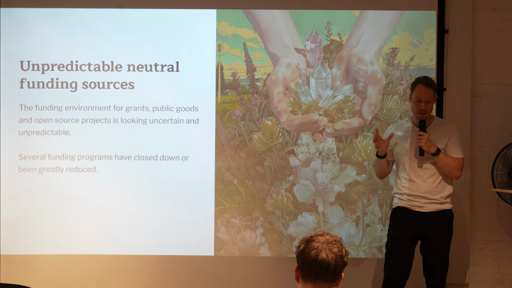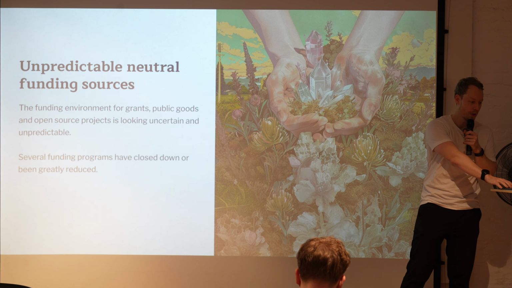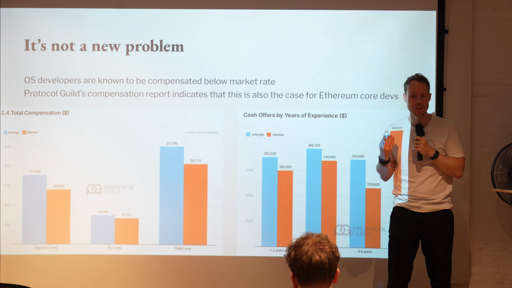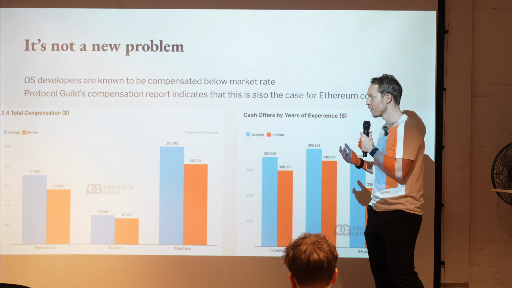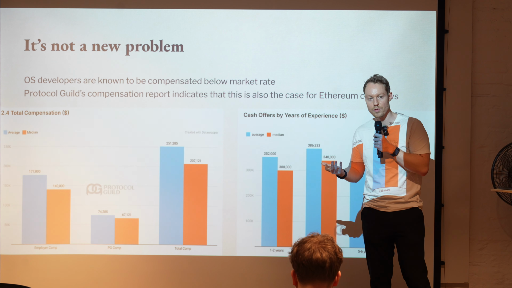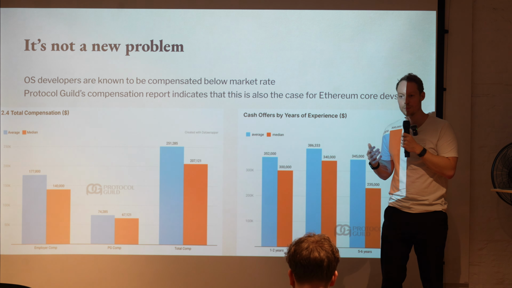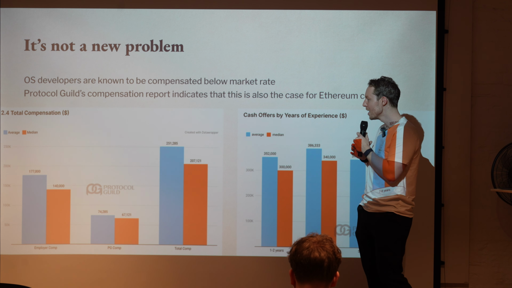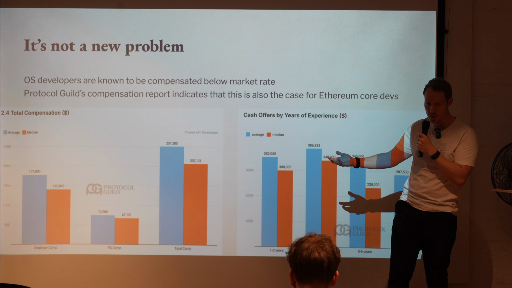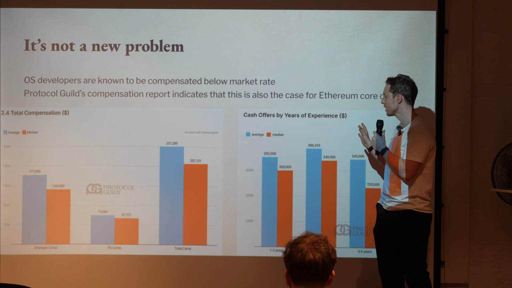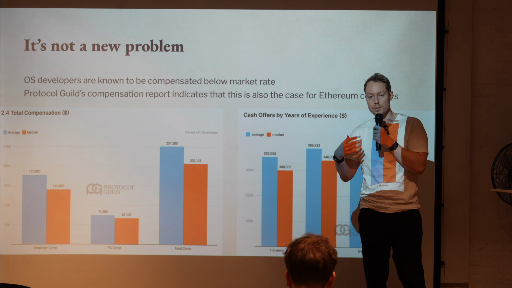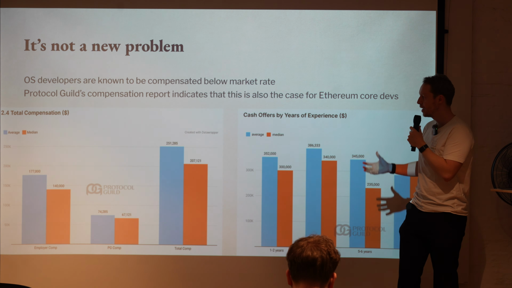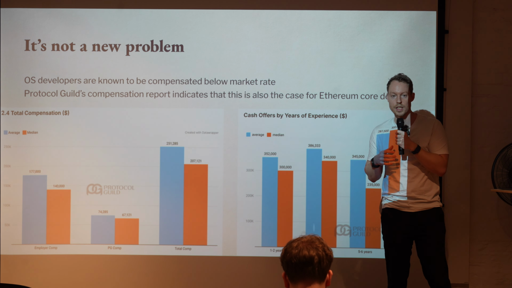So I think that's something that's on the horizon that we have to deal with. And it's not really that new of a problem. Generally, open source developers tend to be paid below market rate, and this is already an issue, especially when you consider the value of open source. Many studies have been done around this, but open source tends to generate far more value than what it costs, so to say. Protocol Guild did a compensation report last year as well, where they saw that many people in the Protocol Guild received offers that were almost twice the compensation they were already receiving, and it does provide some level of pressure around retention as well.